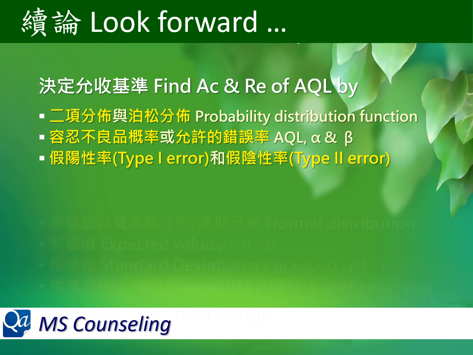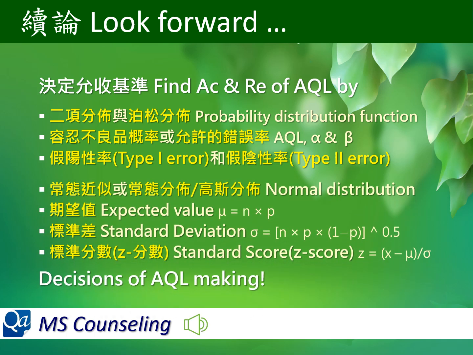Alternatively, we can use normal approximation to calculate, looking up standard scores or Z-score tables, etc., to find the corresponding number of defects. When the sample size is large enough, the normal distribution can be used to approximate the binomial distribution. This allows the calculation of AC and RE using the following formulas. Expected value mu equals n times p, the average number of defects or the expected number of defects. Standard deviation sigma equals (n times p times (1 minus p)) caret 0.5. The standard score Z value is obtained according to the normal distribution, and AC and RE are the values corresponding to the given acceptance probability and rejection probability respectively.